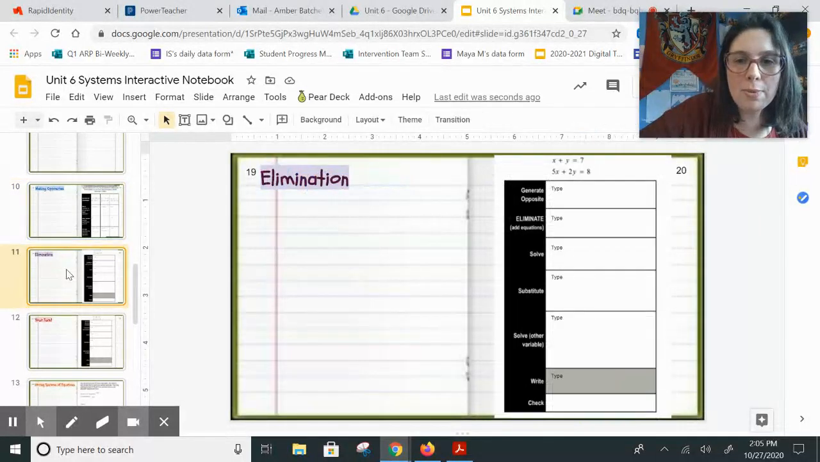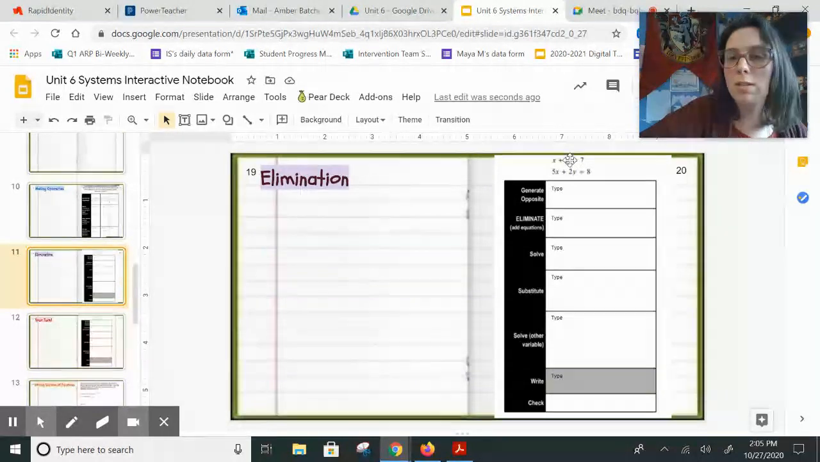Okay, now let's try actually doing that with an actual problem where you want to solve for x and y. We're going to generate the opposite, but first we have to figure out which variable I want to get rid of. I have x plus y is 7, 5x plus 2y is 8. It doesn't matter because the ones on top just have a 1.